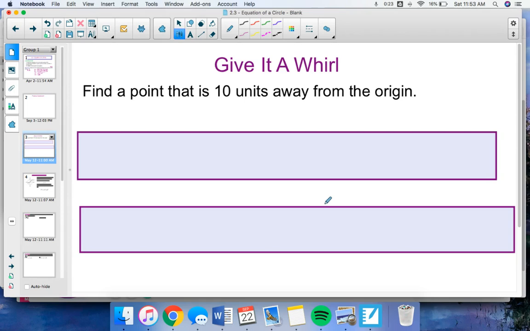So I want you to give this a whirl. So find a point that is 10 units away from the origin. Remember, the origin is the point 0, 0. So center of our graph. So I want you to pause the video and actually do it, and find a point that is 10 units away from the origin.